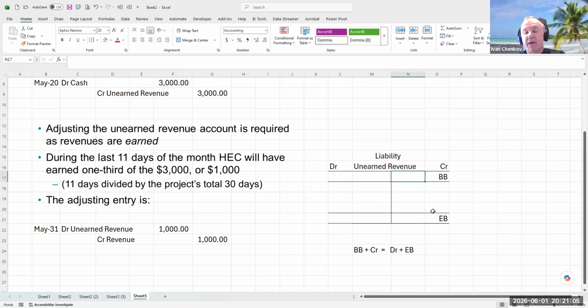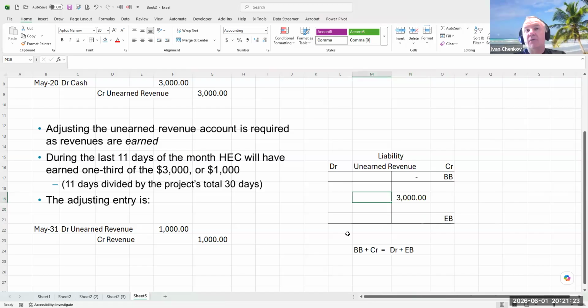In the very beginning of May, we have zero balance. Later on, we receive cash for 3,000, which triggers this credit unearned revenue of $3,000. At the end of the month, on the 11th date, we moved out from this account $1,000 because we debit unearned revenue for $1,000 and we move it to the revenue.